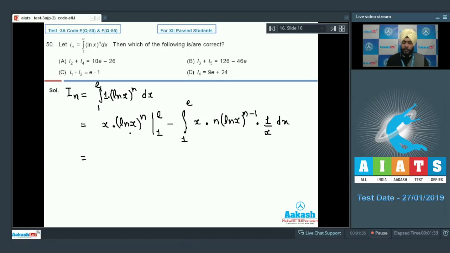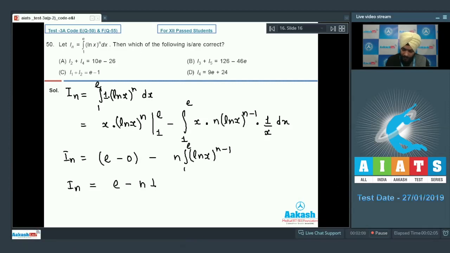So this is, if you put x equals e, I will get e. And if you put x equals 1, you will get 0. So e minus 0 minus n times (ln x) raised to the power n minus 1 from 1 to e. So that means it is I of n minus 1. So In comes out to be equal to e minus n I(n minus 1). So this is the reduction formula ultimately.